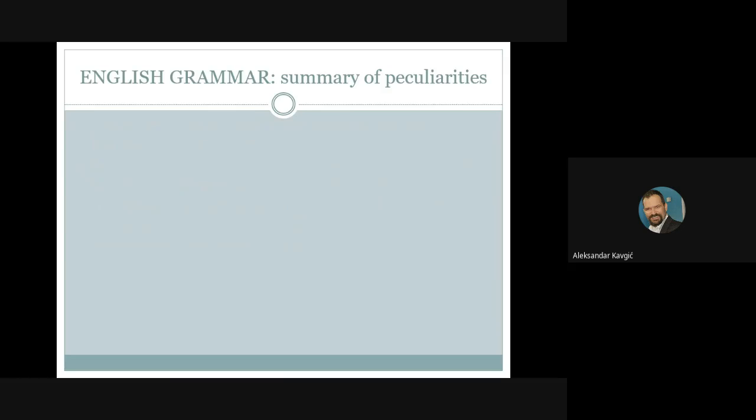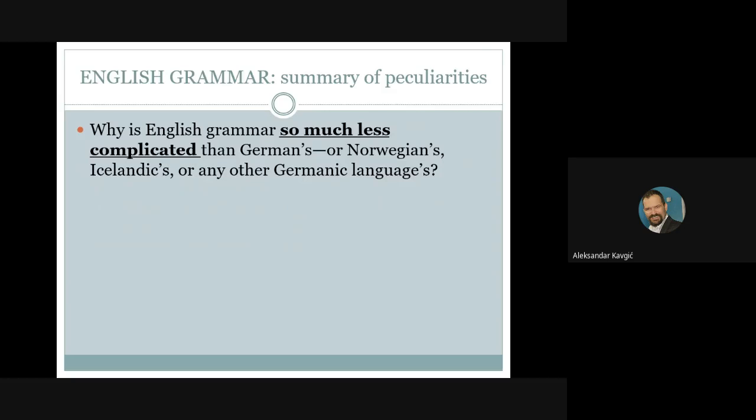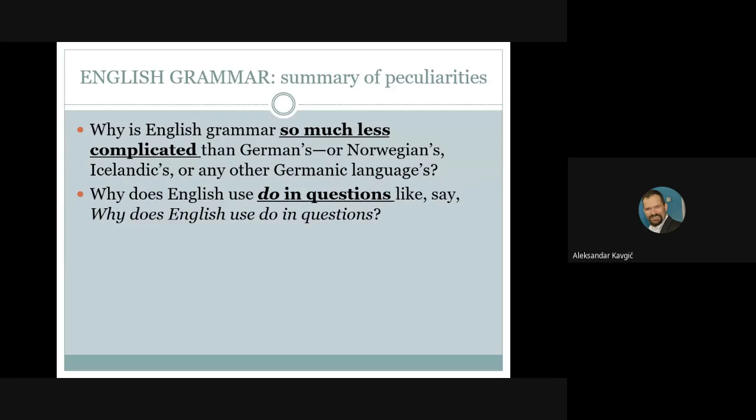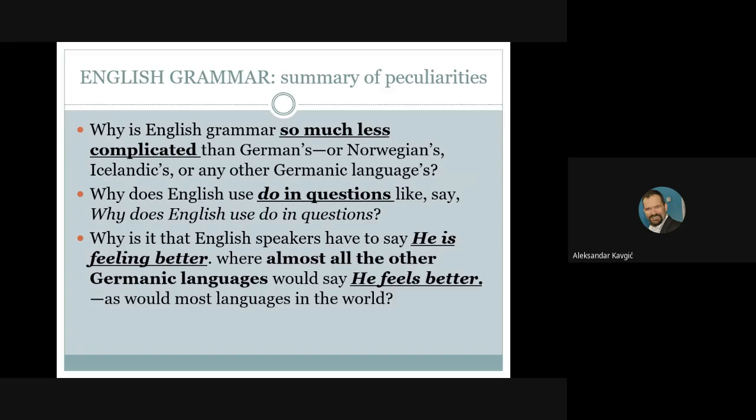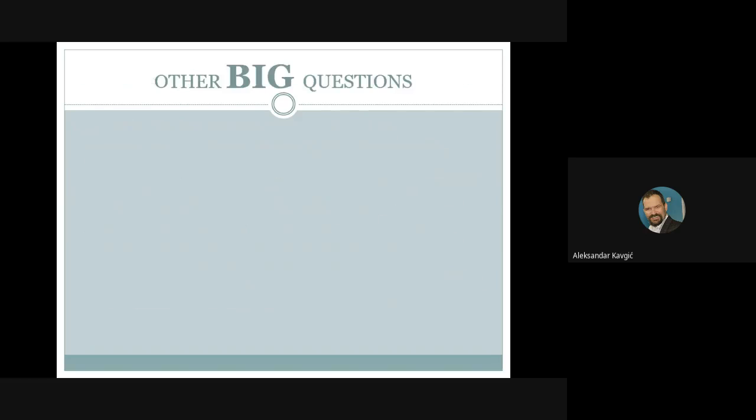So those peculiarities of English are these. So first of all, it's grammar. English grammar is so much less complicated than the grammar of German or Norwegian or Icelandic or any Germanic language. So the grammar is immensely simplified. On top of that, unlike any Germanic language, English has do support in questions, like why does English use do in questions? It's a normal question in English, only in English. Also, unlike all its Germanic relatives, English has progressive constructions. He's feeling better, where all other Germanic languages use the present simple plus adverb. He feels better. And actually, so do almost all languages in the world.